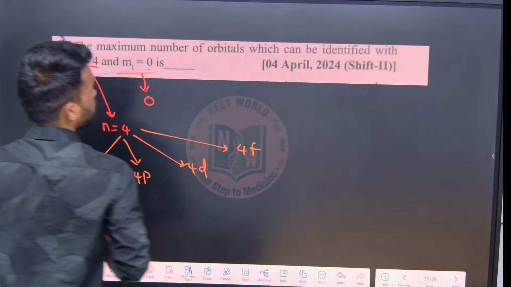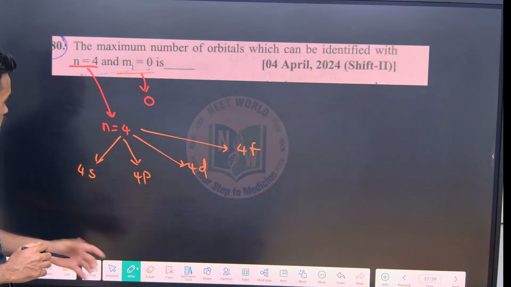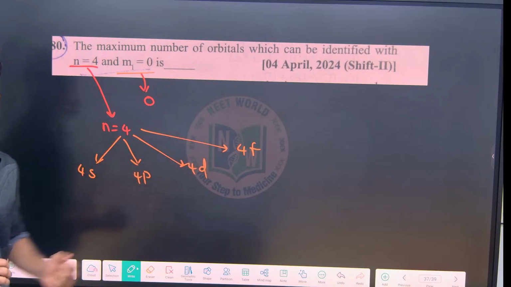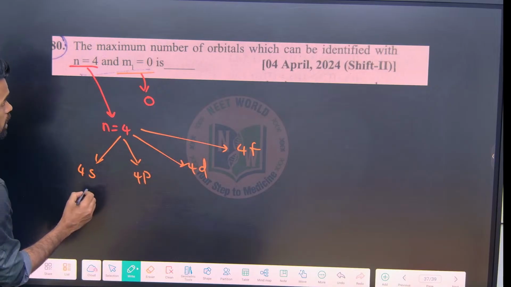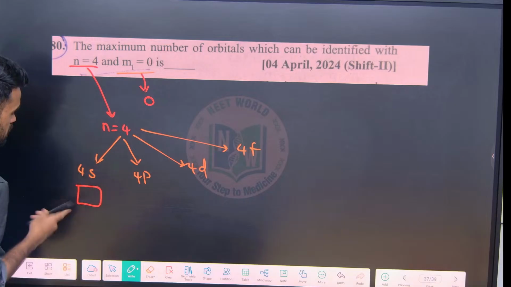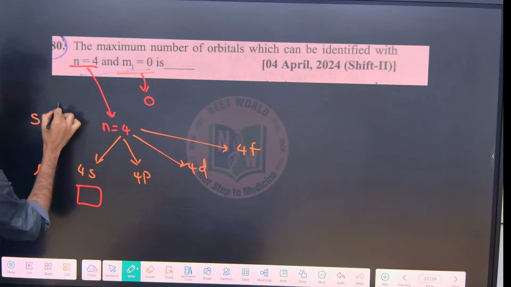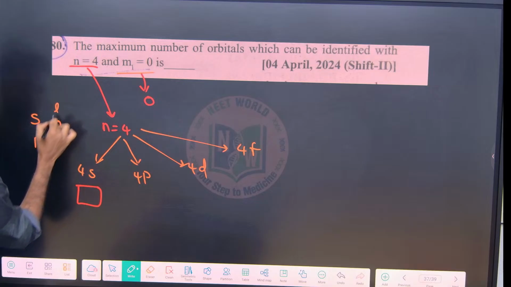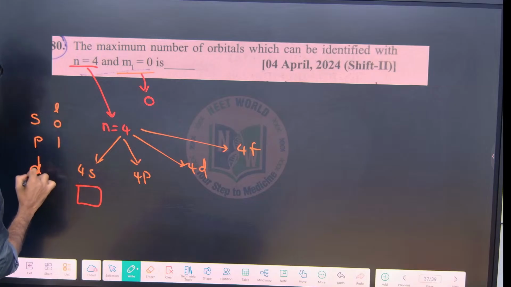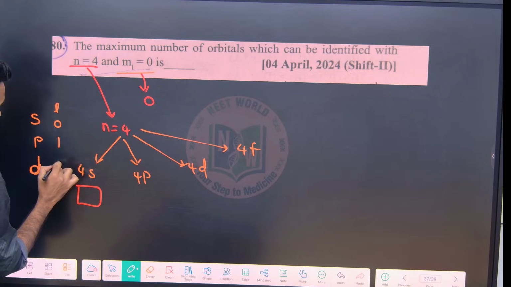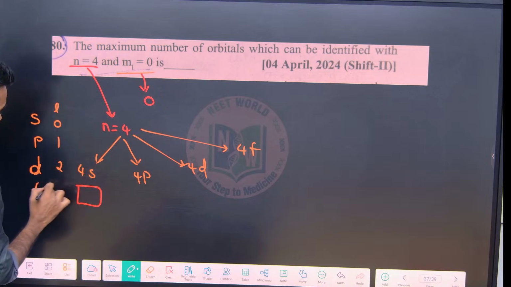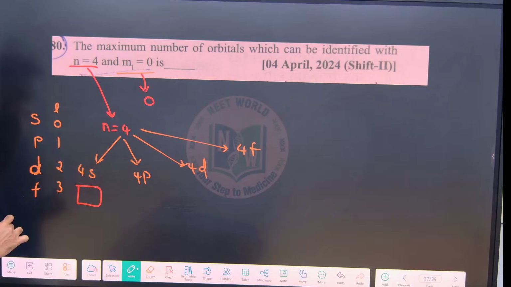Maximum number of orbitals which can be identified with n equals 4. You can write it like this, these are the subshells we have. First of all you need to know that for the s subshell l will be 0, for the p subshell l will be 1, for the d subshell l can be 2, and for f it can be 3. Up to here it is clear.